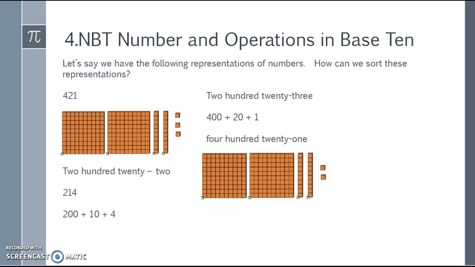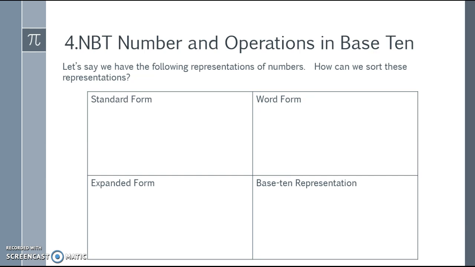Let's say we have the following representations of numbers. How can we sort these representations? So I see I have assorted ways that I can write a bunch of different numbers. I'd like you to fill out the table using standard form, word form, expanded form, and base 10 representations. Pause the video, sort these out, and then we'll talk about them.